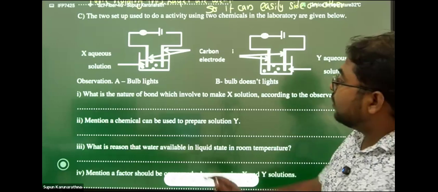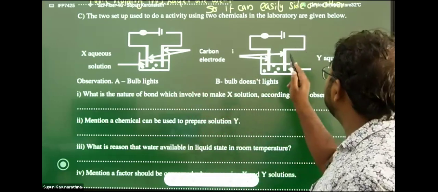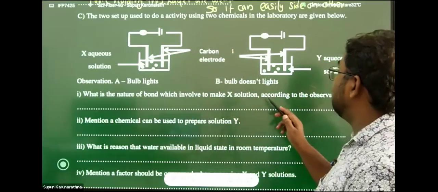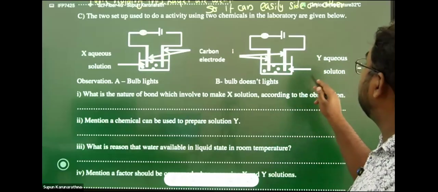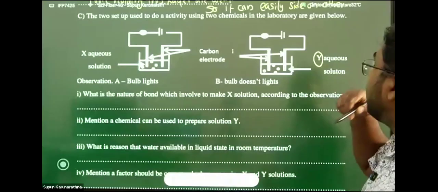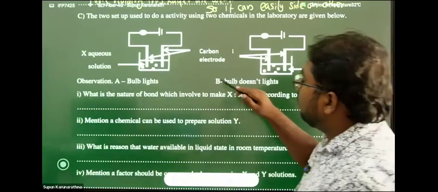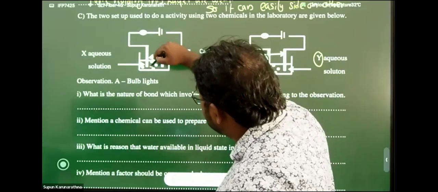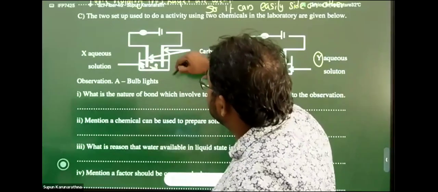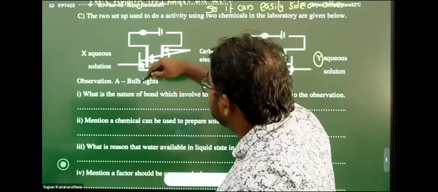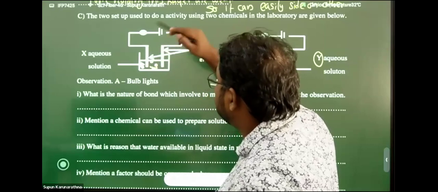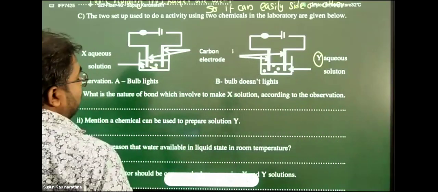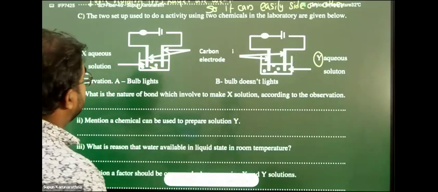In the first one, the bulb lighted. In the second one, when using the aqueous solution of B, why does the bulb not light? You can see that these are connected in the solution, but electricity passes through the solution. In the first figure the bulb lighted, the reason being that the solution in setup A can conduct electricity, but not in B. So what is the nature of the bond involved in making the X solution according to the observation?